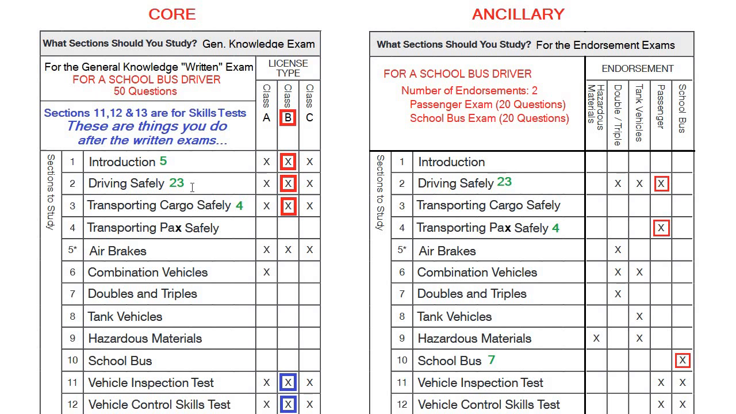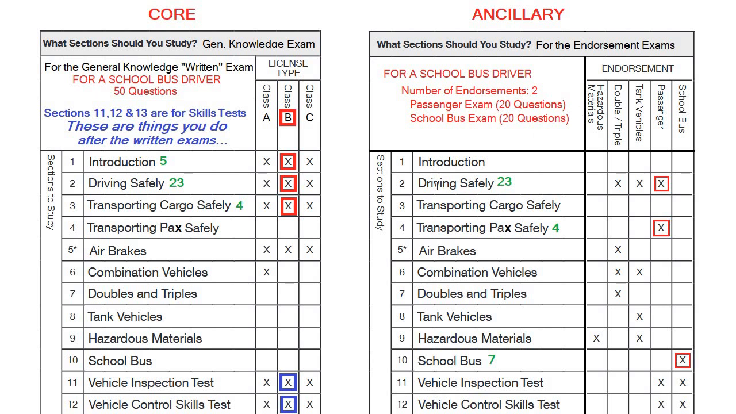Get your general knowledge. Once you pass those 50 questions, then I suggest you go on to the ancillary, which is your endorsement exams. For a school bus driver, there are 2 endorsement exams that are required: the passenger endorsement exam and the school bus endorsement exam. In this graphic here, it tells you what you need to study to pass the passenger endorsement exam.